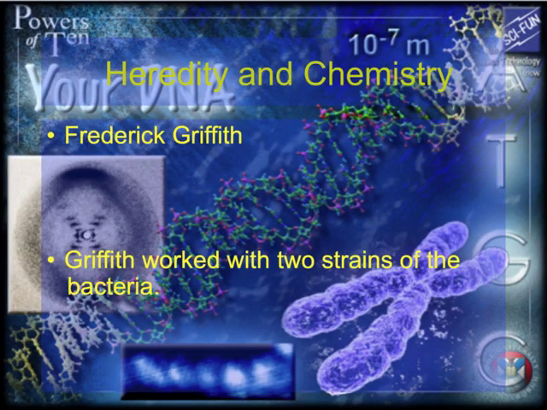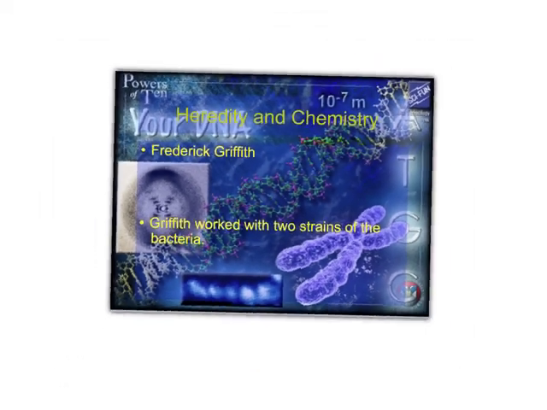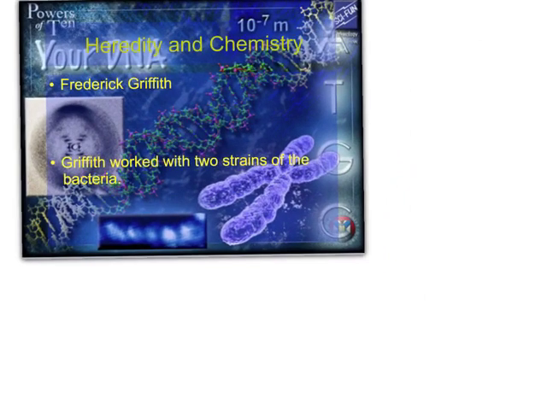So where do we get this information? How did it come about? It comes about from the work of a guy by the name of Frederick Griffith. Back in 1928, he was attempting to prepare a vaccine for pneumonia.